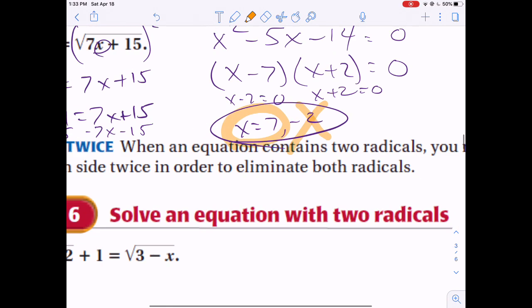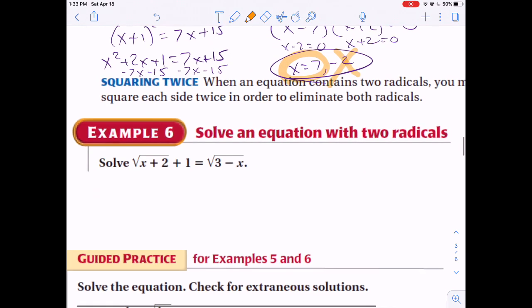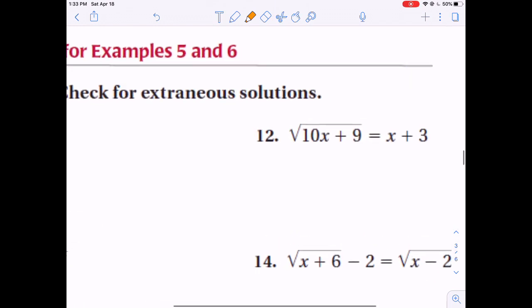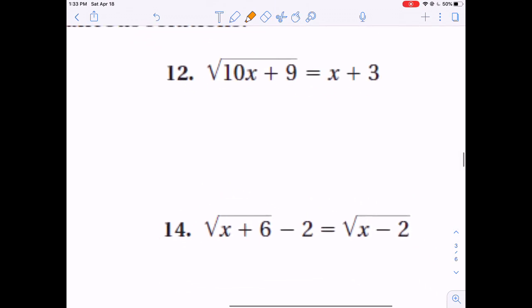We'll do one more with you to make sure you got this. Trying to check for extraneous solutions, let's try, I'm picking one out of thin air. Let's look at number 12.